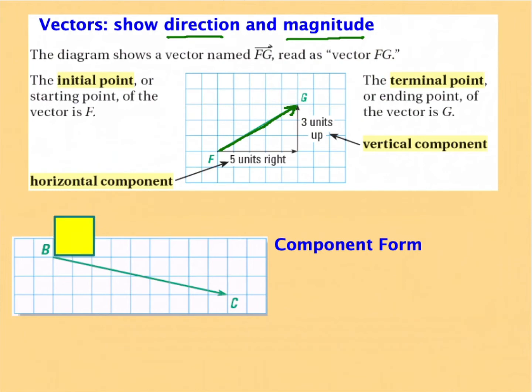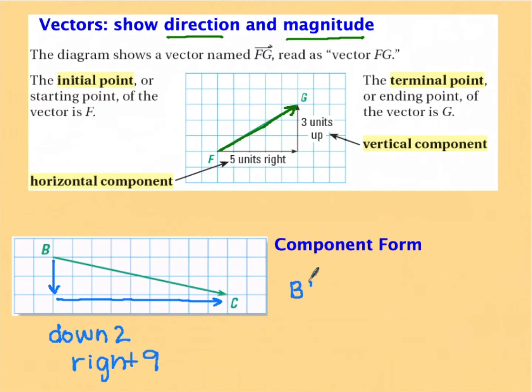So if we were talking about vector BC down here, if we slid from B to C, we would be sliding down 2 and right, looks like 9. And so if we were going to talk about vector BC, we can talk about it in component form. Instead of using parentheses, we're going to use these pointy brackets. They almost look like V's, right? V for vector. And the component form of this vector is going to show that it goes down 2 and right 9. Now it'll have an x and a y value just like an ordered pair.